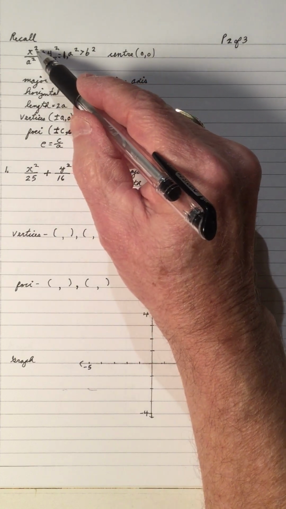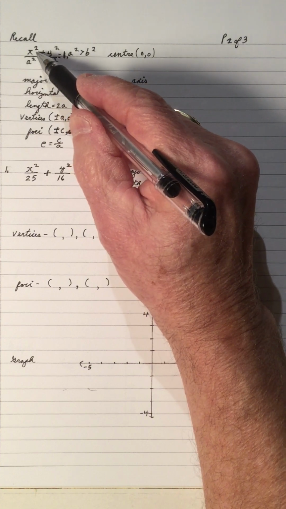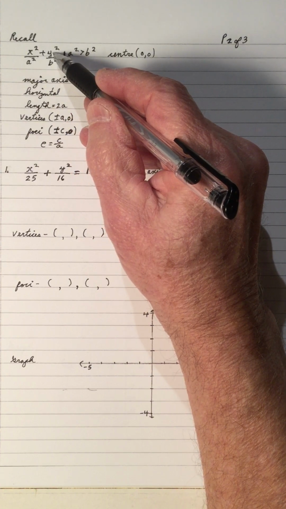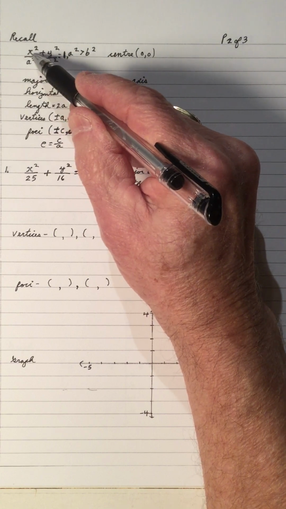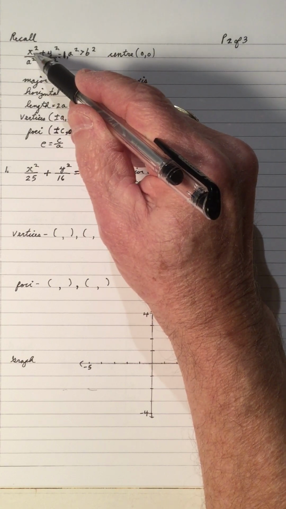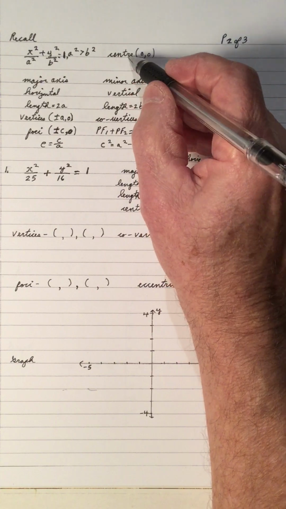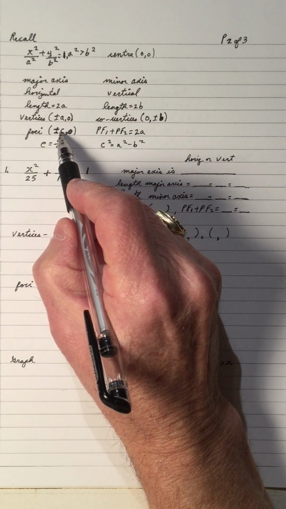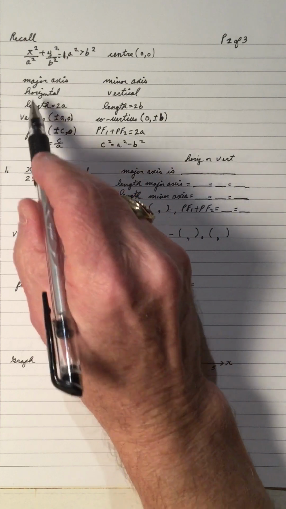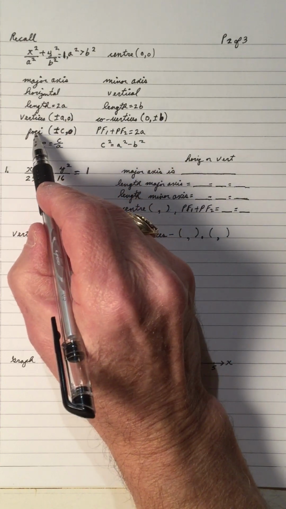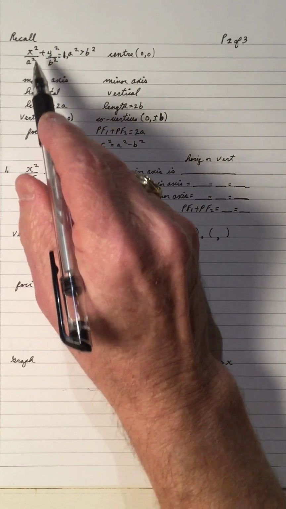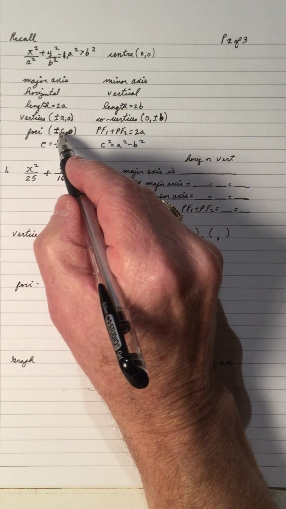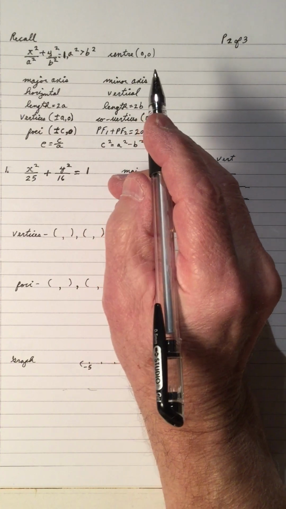Actually, because the center is (0, 0), you can treat it as if you let y equals 0, then you get the x-intercepts. If you let x equals 0, you get the y-intercepts. That only happens when the center is (0, 0). The foci lie on the major axis, and the major axis is the horizontal, so the foci are (plus or minus c, 0).